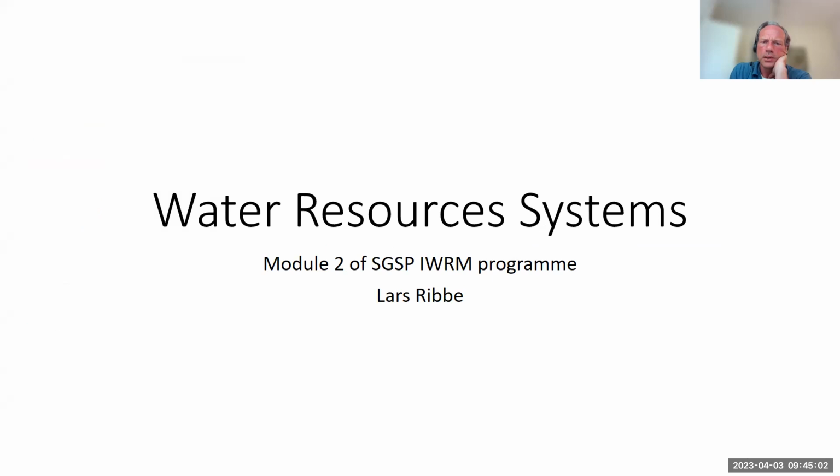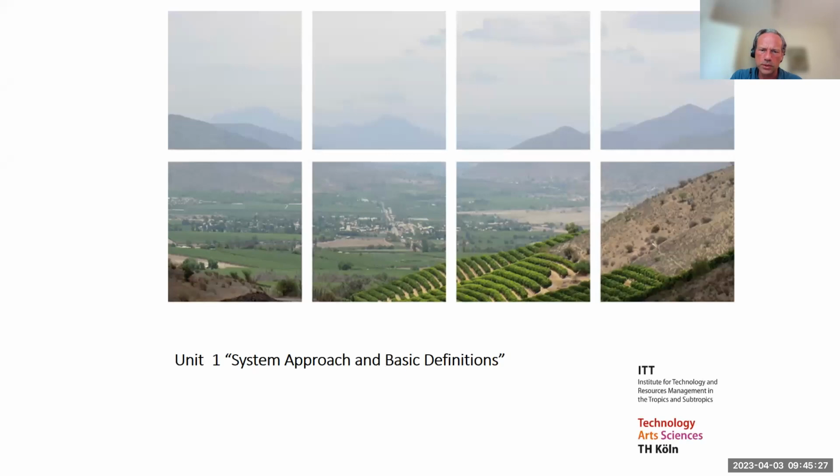So module two, that means we are here talking about the whole program. You will have module three, I think it's more about sanitation, if I'm not mistaken, and then also about financial issues. I think there's one module about climate change. So each of the modules has a certain focus. The focus here is the system approach, water resources systems. Unit one, that is the one of today, is about a system approach and basic definitions.